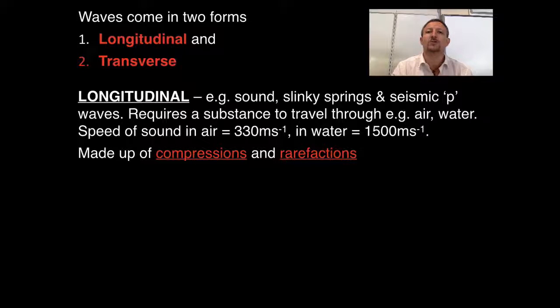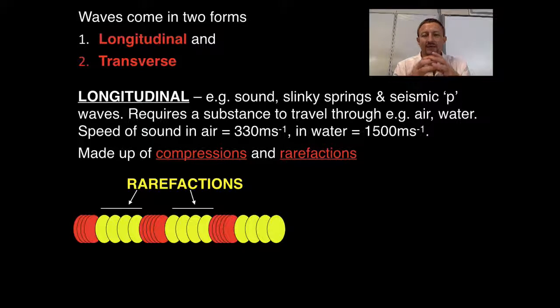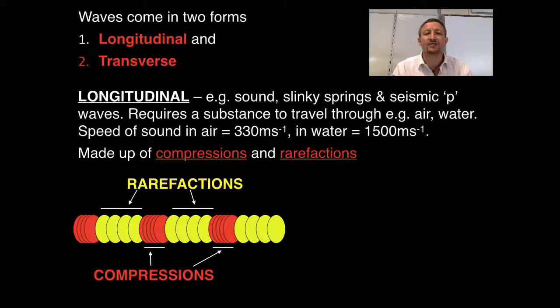Now, when we look at longitudinal waves, we can identify two main areas. We've got these ideas of compressions and rarefactions. Now, rarefactions are basically the area behind the pulse of a wave. You can see here with the yellow discs, the distance between the yellow discs is quite large, whereas we then get the compressions, which are the red discs. This is where the air particles are pushed together.